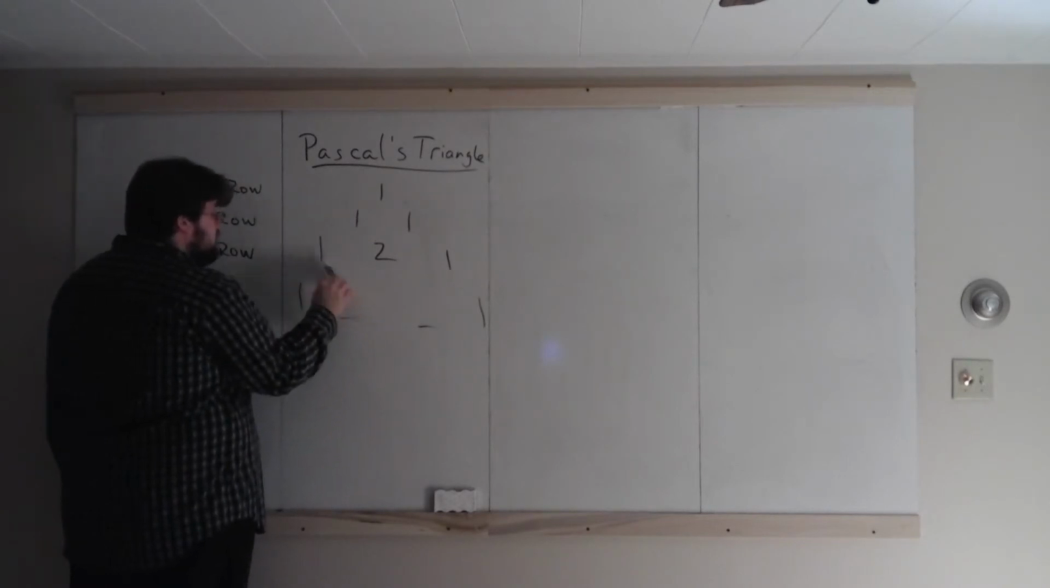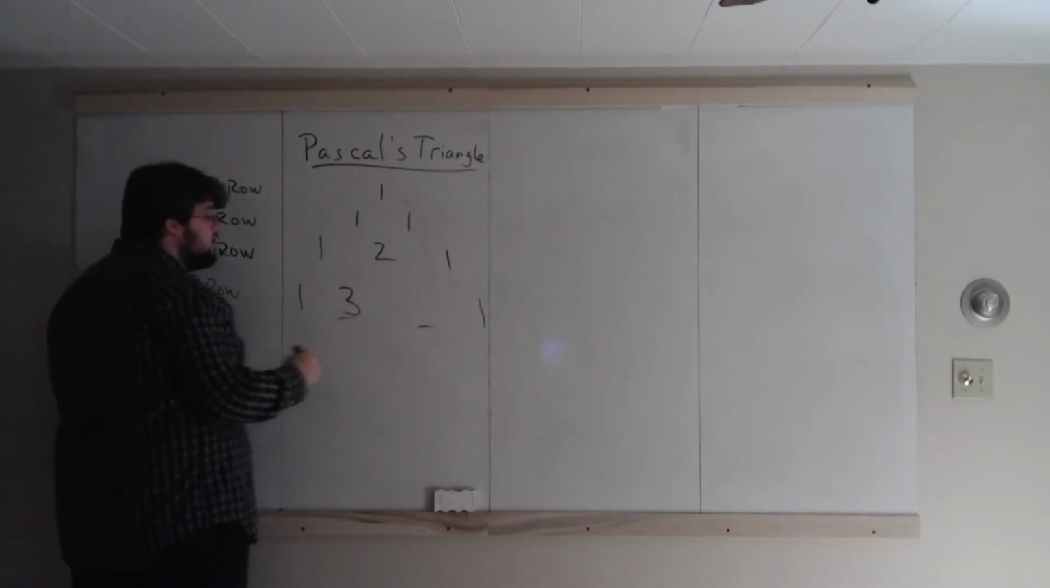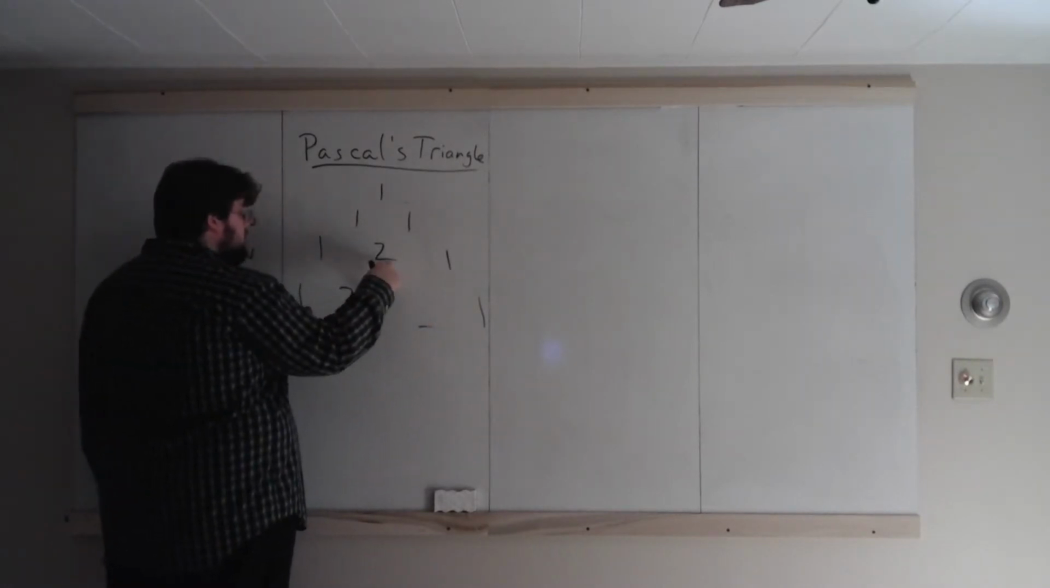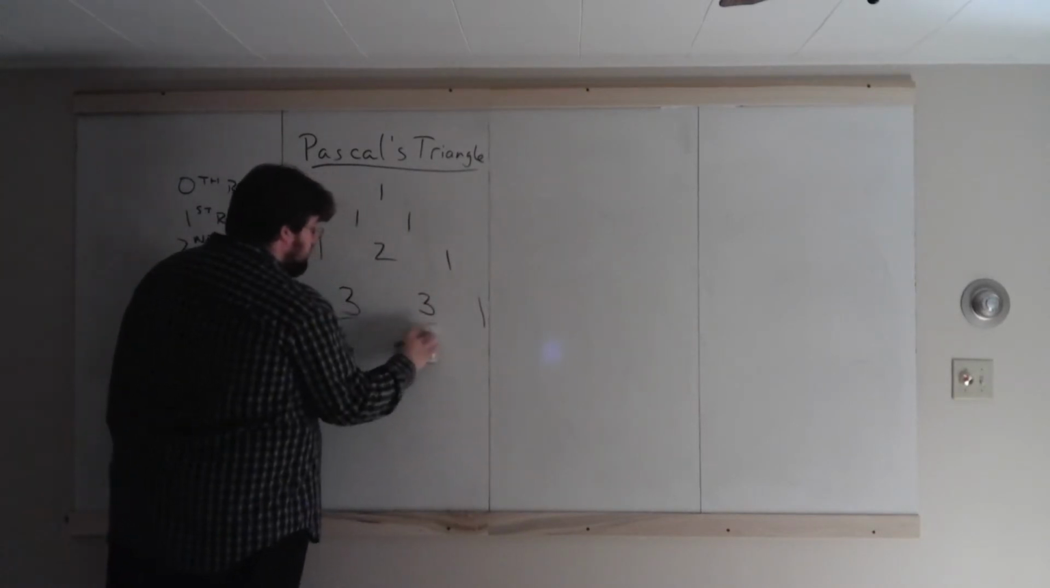So we're here. On this side we have a 1. On this side we have a 2. 1 plus 2 gives us 3. Over here, look up. On this side you have a 2. On this side you have a 1. 2 plus 1 is also 3.